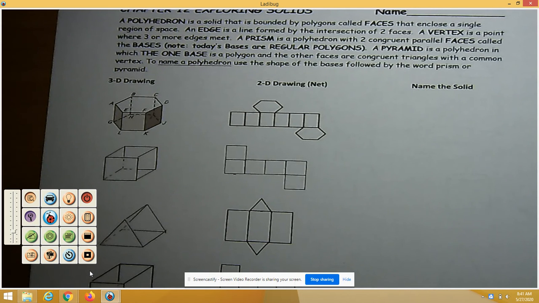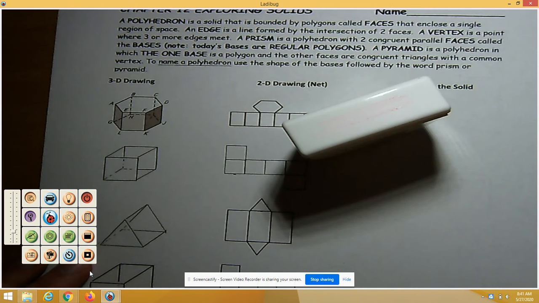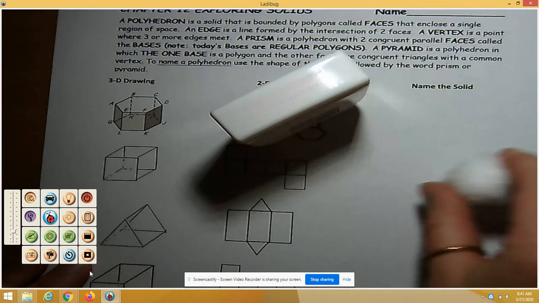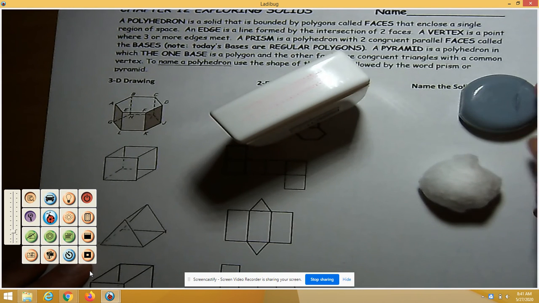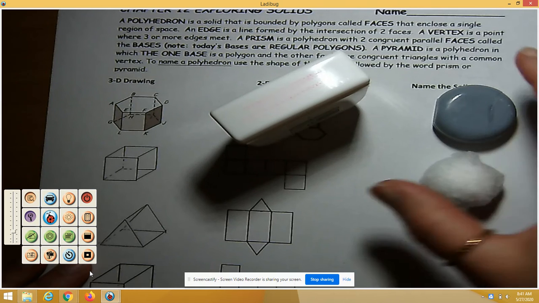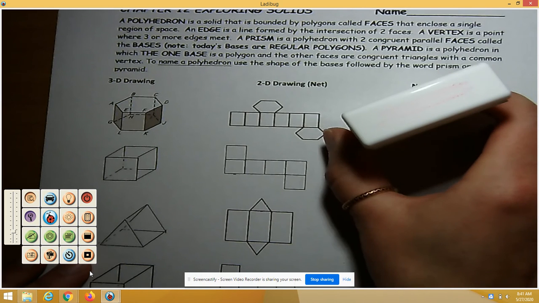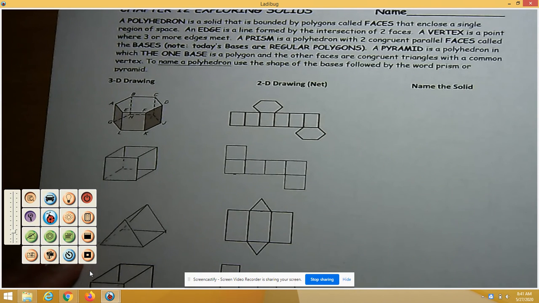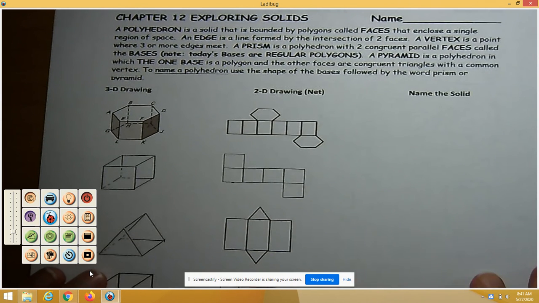Some of these have flat sides. So the prism has flat sides, whereas the sphere and the cylinders have rounded sides. So these are not polyhedrons. This one is a polyhedron, as well as a pyramid. A cone is not a polyhedron. So right now we're going to look at a lot of vocab.